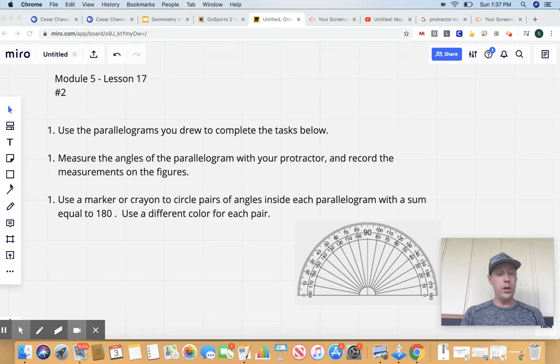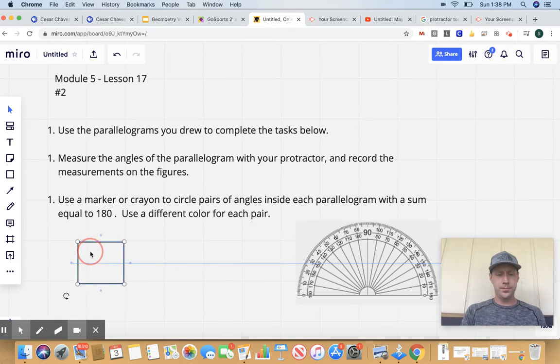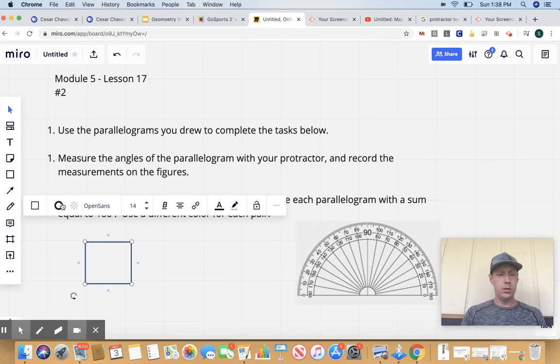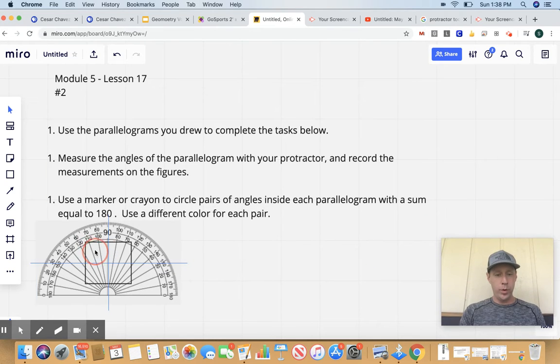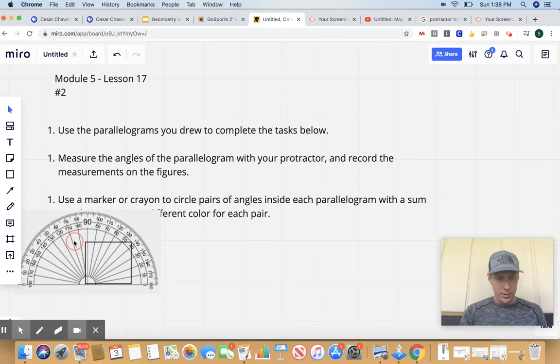So you needed to have drawn in those examples squares and rectangles. So here's an example of a square. And if we label its sides, which we're asked to do, if we measured it with this protractor tool, we would see that these angles right here are in fact 90 degrees. This angle is 90 degrees, this corner angle is 90 degrees.